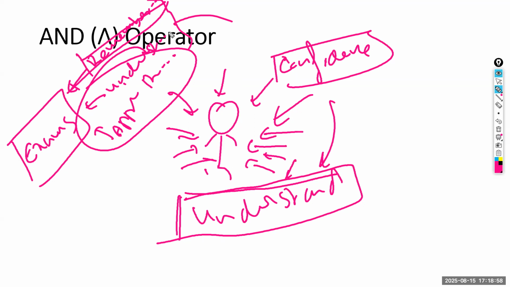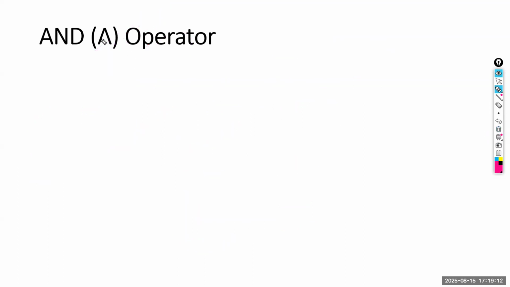Because in a Viva we can keep asking questions. That is to check whether you have the confidence. So that means you check whether you have understood the concepts. Okay. Right. So the AND operator.